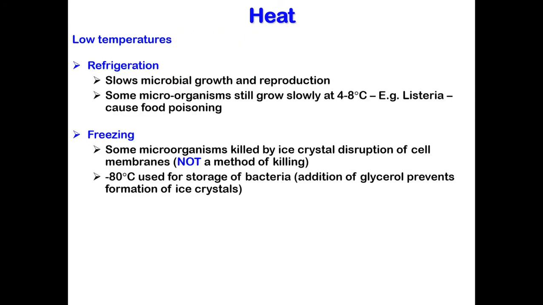And if we look next at low temperature, so low temperature inhibits microbial growth by slowing down metabolism. And examples include refrigeration and freezing. So refrigeration slows the growth of microorganisms and keeps food fresh for a few days. Then freezing at -10 degrees stops microbial growth, but generally does not kill microorganisms. And this keeps food fresh for several months.